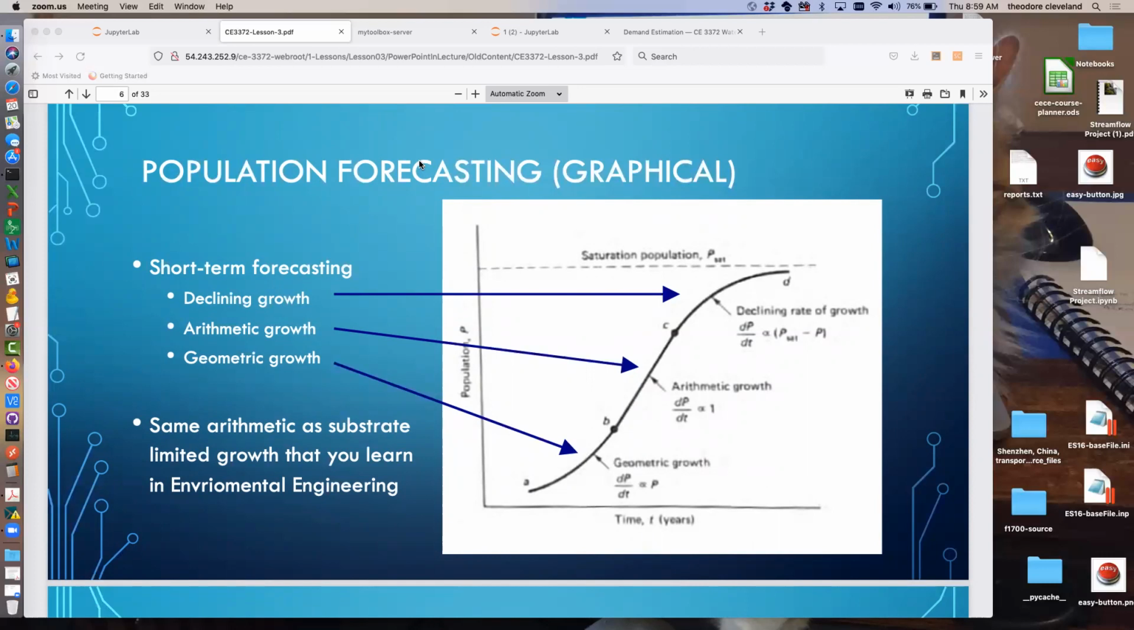Arithmetic growth is as the hangover setting in, and then declining growth is after you've gotten over the hangover and it's, oh my God, what have I done? And I apologize if that offended anybody. That was supposed to be funny.